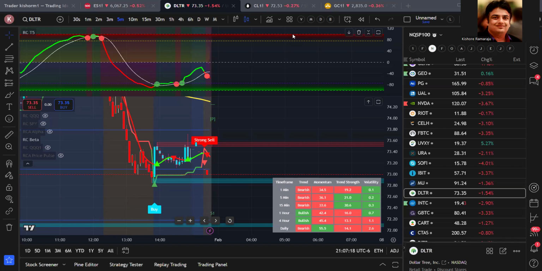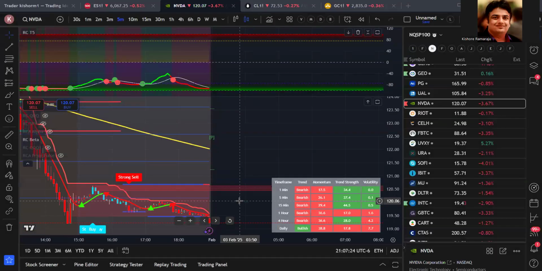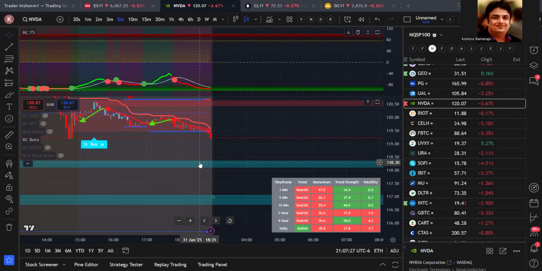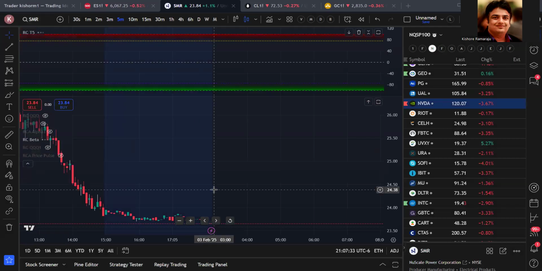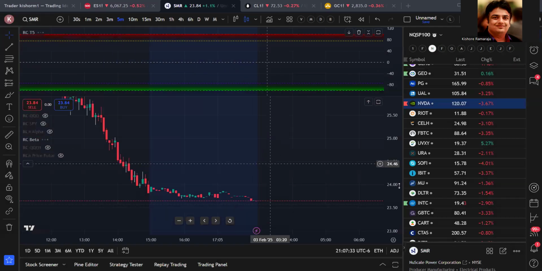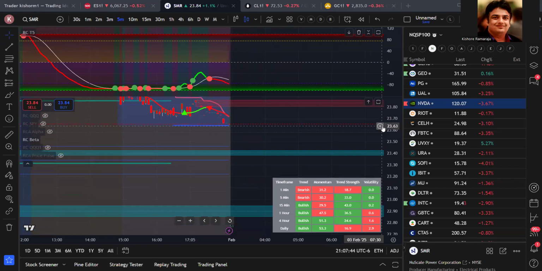Yeah, you can put stop loss below the support. Yeah. So Nvidia, right? Nvidia has a strong support at 118. If it comes to 118, you can buy it. Then SMR, if it breaks, 23.40 is a strong support. It may come here and then go up. That is where all the buyers are.